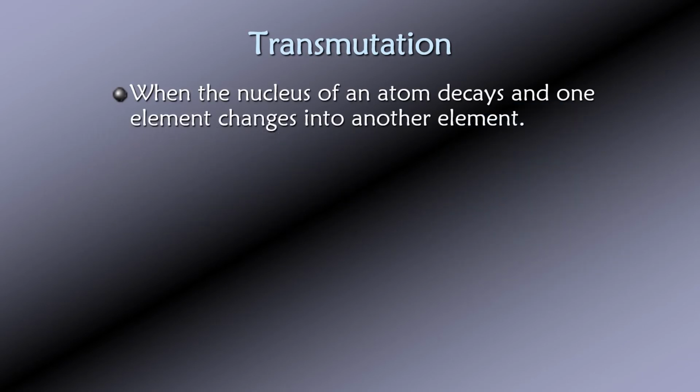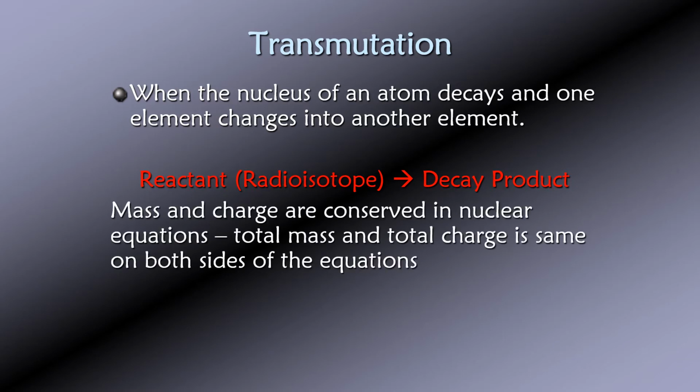Nuclear transmutation is basically a process in which we have a radioisotope, and that radioisotope decays one of the six decay particles that you saw in table O, and then it converts into another type of element or isotope. So basically, you have your radioisotope as the reactant, and then that radioisotope converts into a decay product, which is one of the six decay particles from table O, and another radioisotope or element.